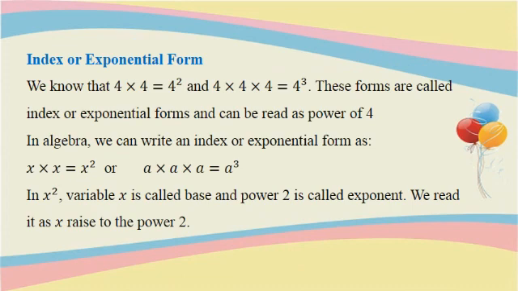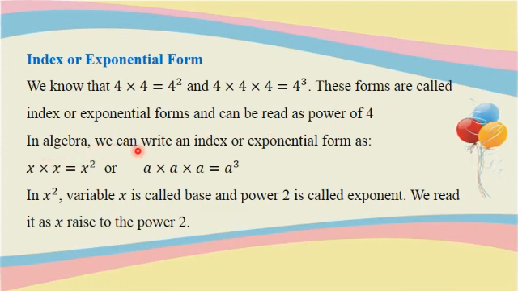Index or exponential form. We know that 4 into 4 is equal to 4 square, and 4 into 4 into 4 is equal to 4 cube. These forms are called index or exponential forms and can be read as the power of 4.